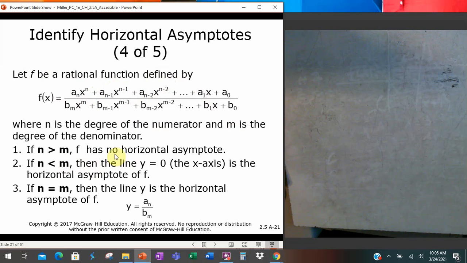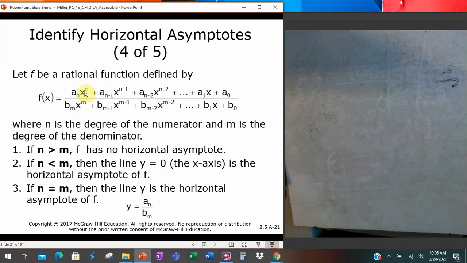If n is less than m, the line is y is equal to 0. So this is degree less than this. So this is like a quadratic, degree 2, over a cubic, degree 3. This higher power takes over. This number gets larger and larger faster than this. This thing goes to 0. We have the horizontal asymptote being the x-axis.